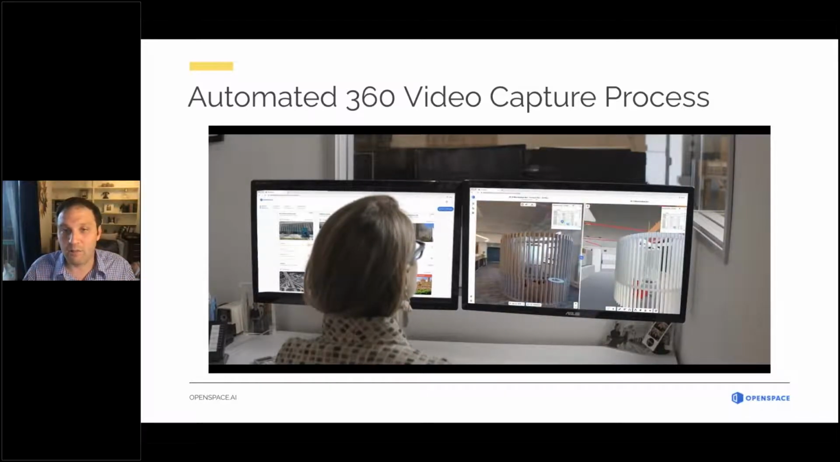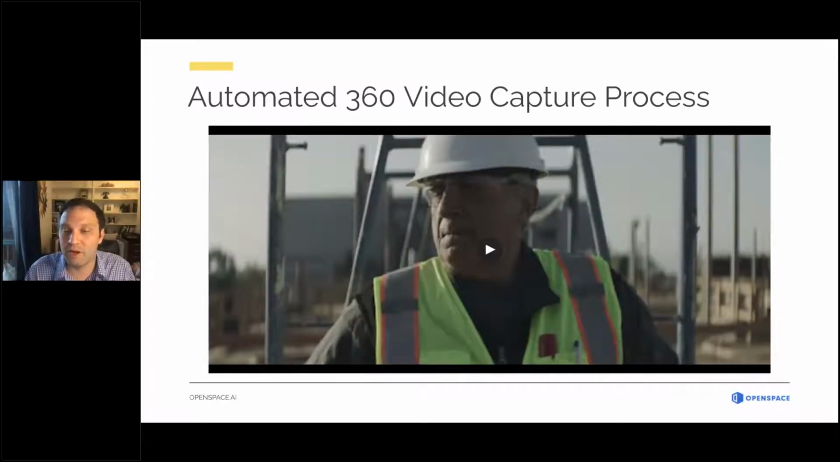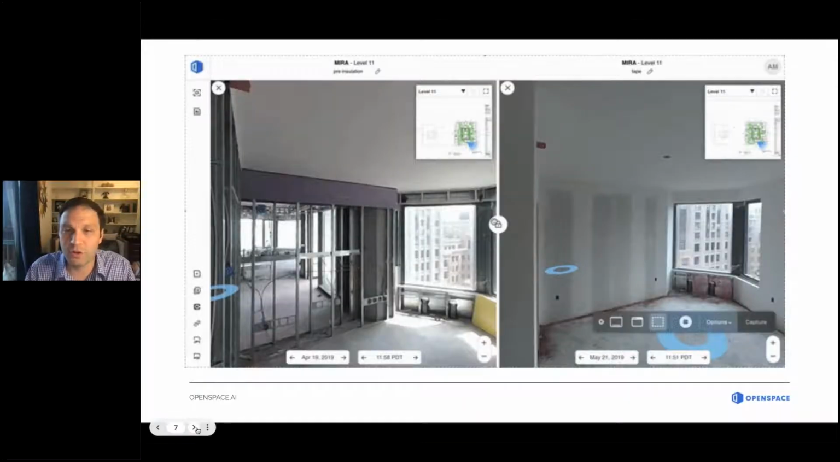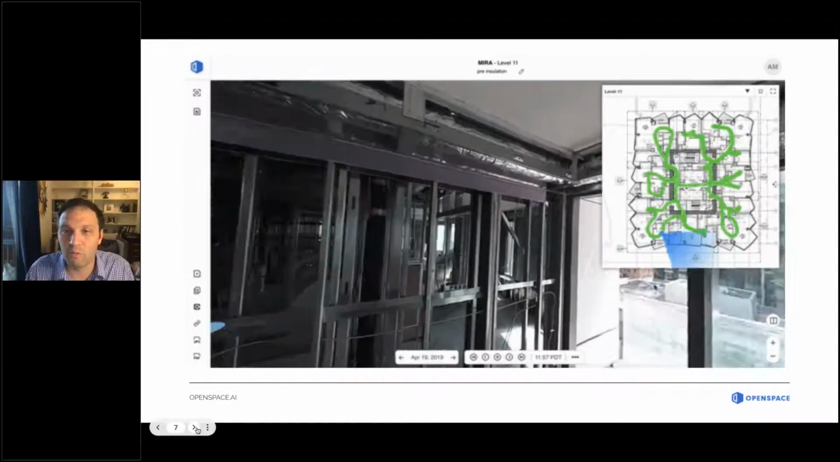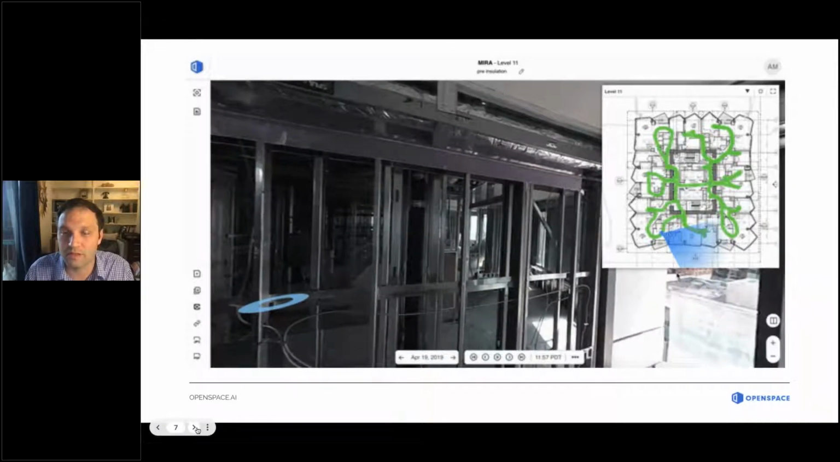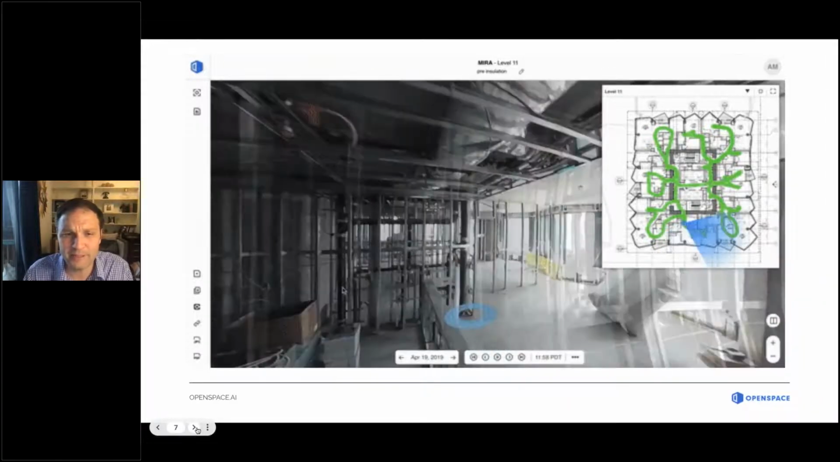You can collaborate with the team, integrate with the BIM as well. There's just a lot of exciting things that 360 technology is bringing to the market to create that better level of transparency. And Chris, do you want to talk a little bit about why this automatic pinning is so important?